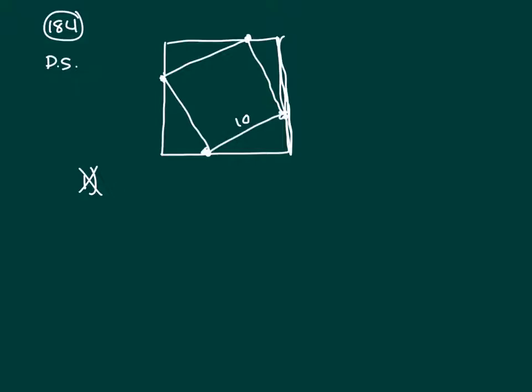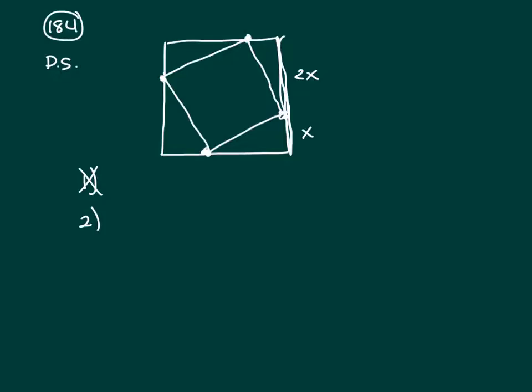Alright, so let me erase that 10, because you completely forget about clue 1. Now let's look at clue 2. Each vertex of the small square cuts one side of the larger square into 2 segments with a 1:2 ratio. So that means if this was x, this would be 2x. Or if one was 3, the other one would be 6, that kind of ratio.